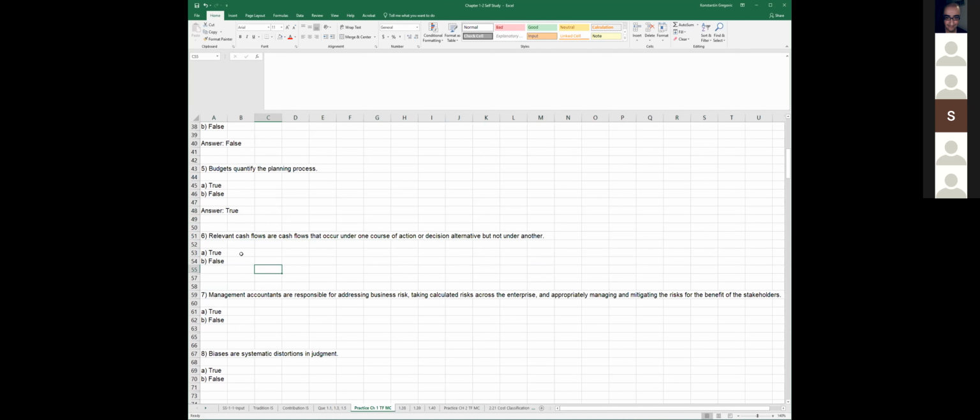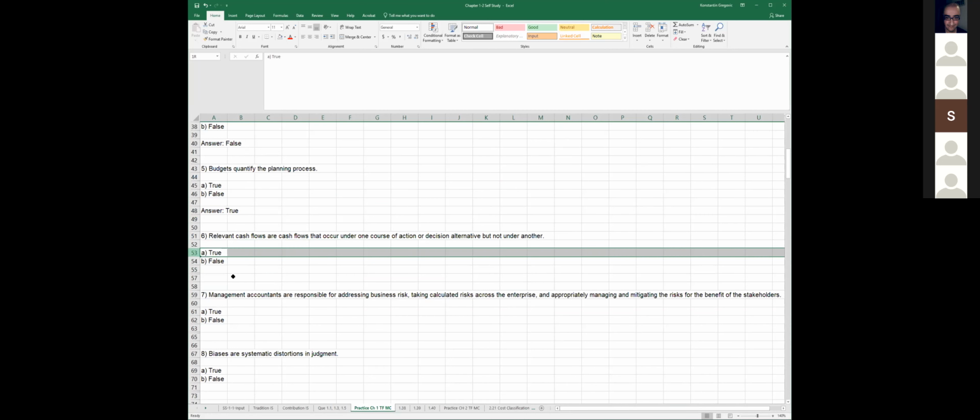True, good. Relevant cash flows are cash flows that occur under one course of action or decision alternative, but not under another. True. I think I agree with you guys.